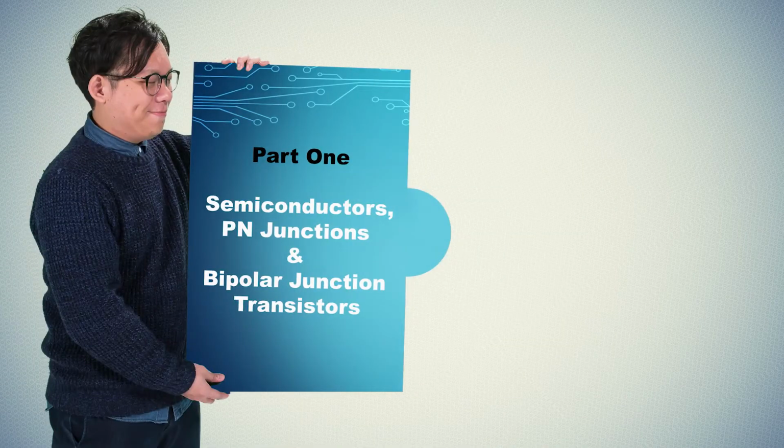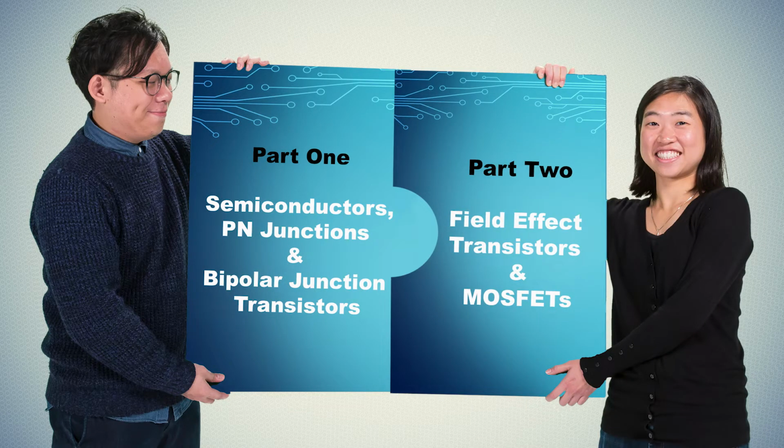The whole course will be divided into two parts. The first part on PN junctions and bipolar junction transistors, and the second part will be on field effect transistors and MOSFETs.